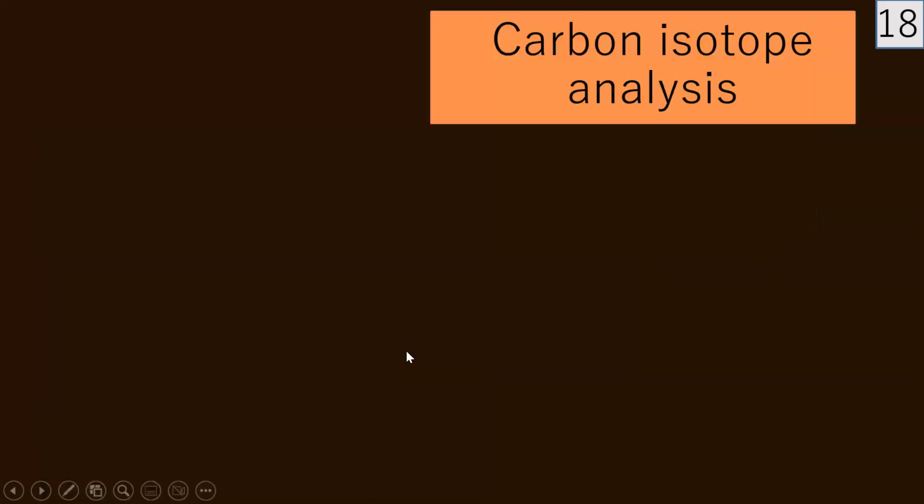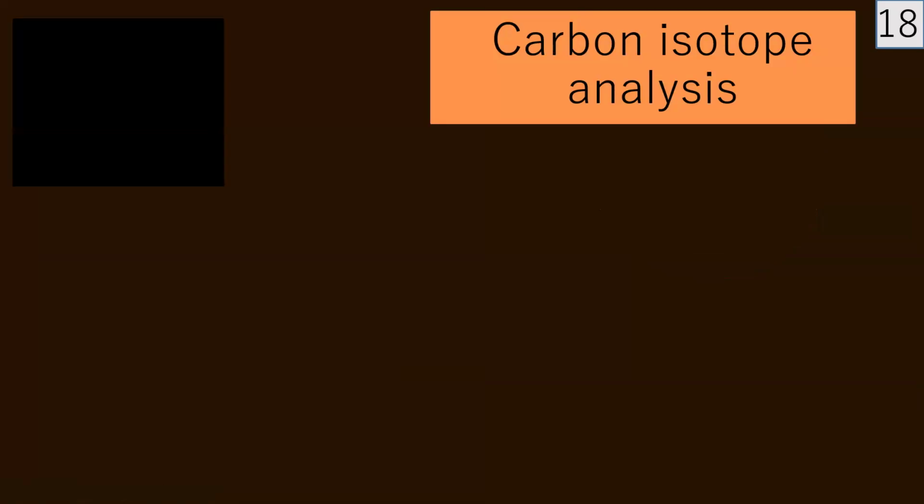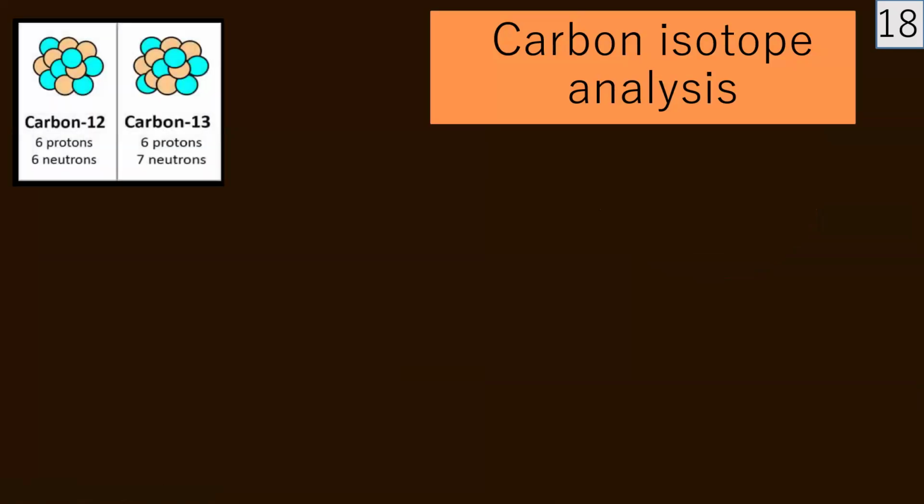So the first one was soil moisture, the second one was tree ring, and the third one was carbon isotope. I already mentioned that we collected 2 tree cores. We used 1 tree core for isotope analysis and 1 tree core for tree ring analysis. Carbon exists in 2 forms, carbon-12 and carbon-13, in the atmosphere. Carbon-12 has 6 protons and 6 neutrons, while carbon-13 has 6 protons and 7 neutrons, which makes it a heavier isotope compared to carbon-12.